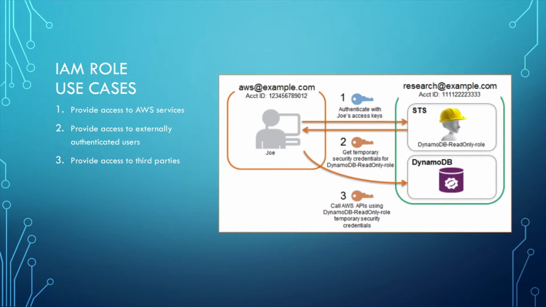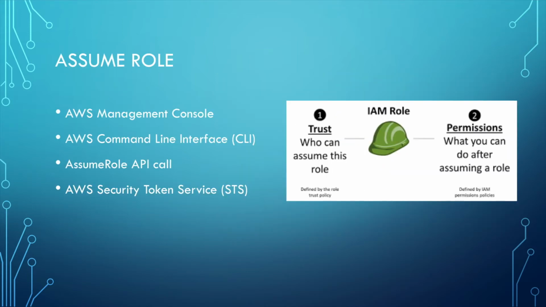The second use case is to use IAM role to provide access to external authenticated users. The third use case is to provide access to third parties. When a service wants to access other resources, it needs to assume that IAM role. There are several ways to assume. One way is to use the management console. The second one is using the command line. The third one is to use the assume role API call. And the last one is to use the STS, security token service.